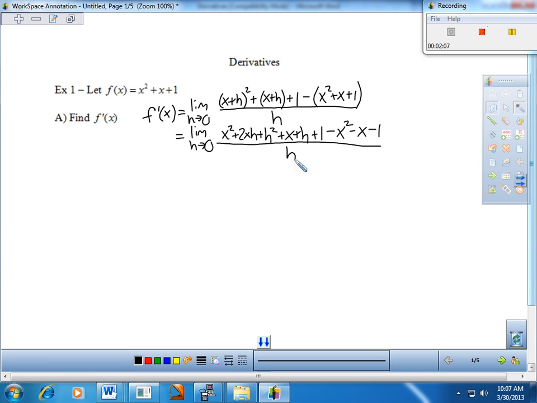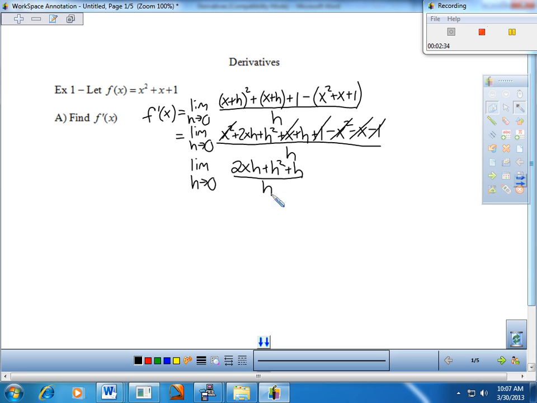All right, it's time to play a little slash and burn here, everybody. X squareds, x's, 1's, they're all gone. And that simplifies things a little bit here. I'm going to probably do this in a couple different steps. I definitely have the room to do it. So I have at this stage 2xh plus h squared plus h all over h.